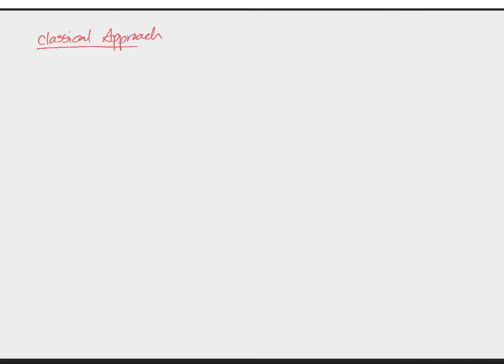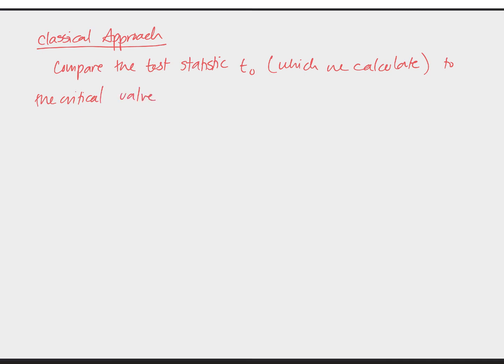So what is the basic plan for the classical approach? Well, you always find your test statistic, but what do you do with it? For the classical approach, you're going to compare the test statistic t sub 0, which you calculated, to the critical value we find in the t-table, which we call t alpha. And then we compare if it's greater than or less than, and so on.